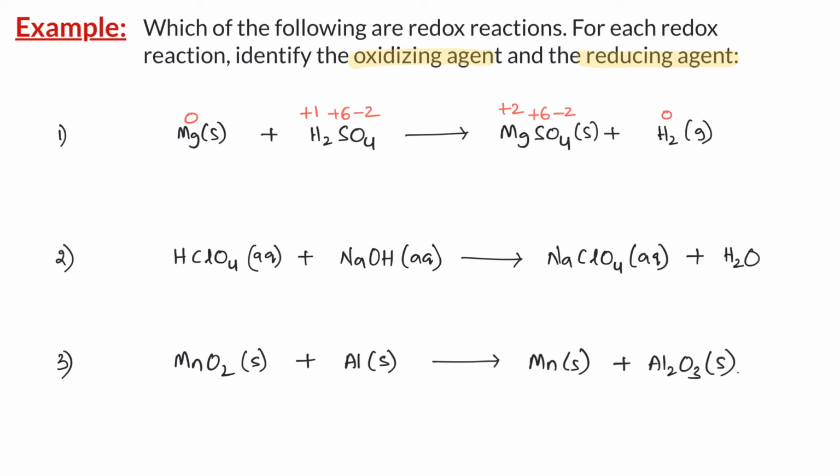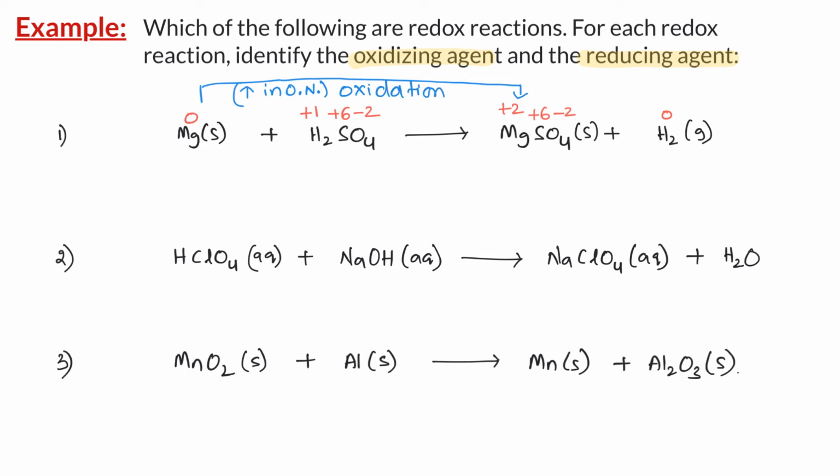Now, take a look at this reaction with all the oxidation numbers listed and check if there is any atom whose oxidation number is increasing in the reaction. As you can see, the oxidation number of magnesium is increasing from 0 to +2. Therefore, this is an oxidation reaction.